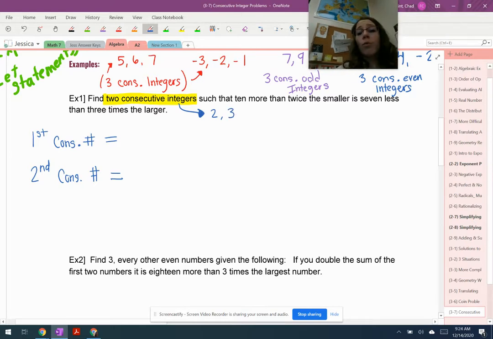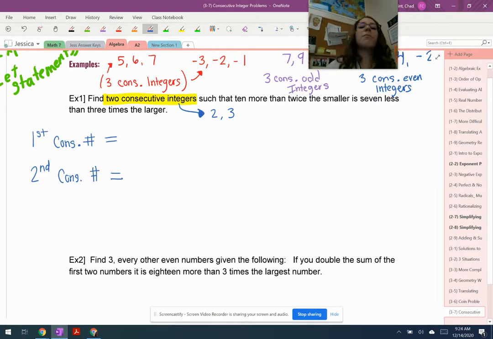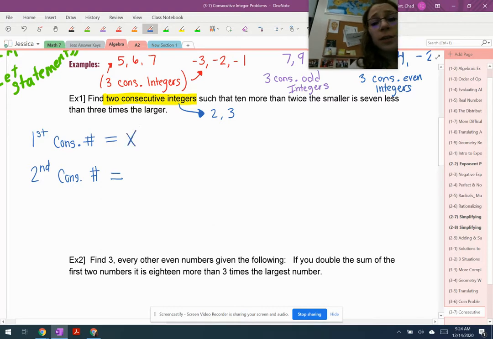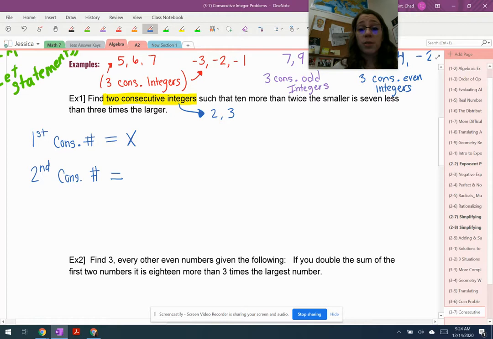I don't know that 2 and 3 are the answers. I just made those up. But if I'm pretending that I'm using 2 and 3, that first consecutive integer is going to be x. Remember, somebody always has to be plain old x. So if the first consecutive integer is x, or 2, what do I need to do to 2 in order to get to 3? What do I need to do to x to get to the next number?